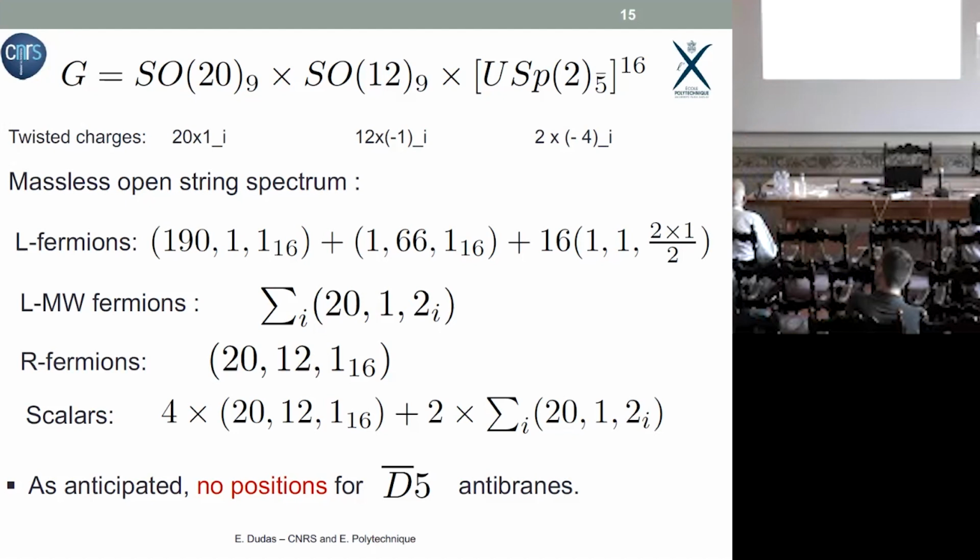The gauge group of D9 branes is this one, SO20 times SO2. I told you about the twisted charges. It's the unique configuration in which the cancellation is non-trivial. And again, if you look at the spectrum, there are no positions for anti-5 branes.